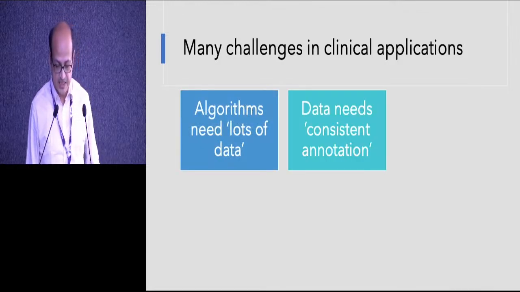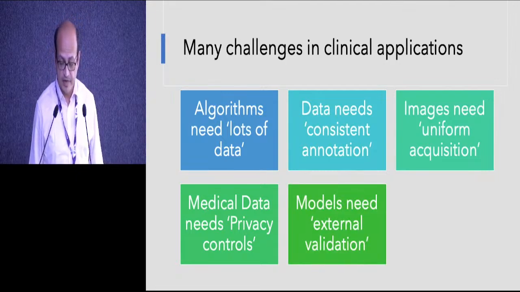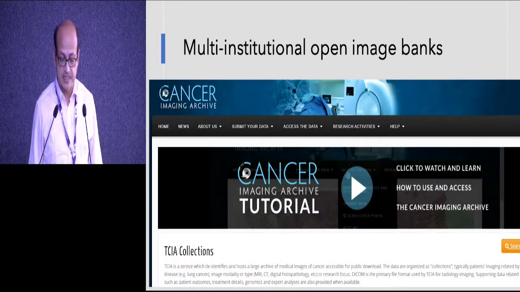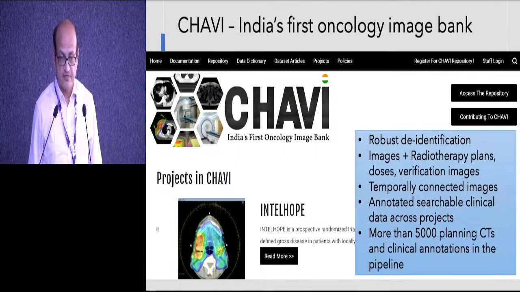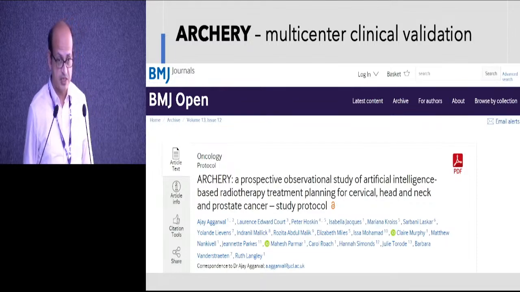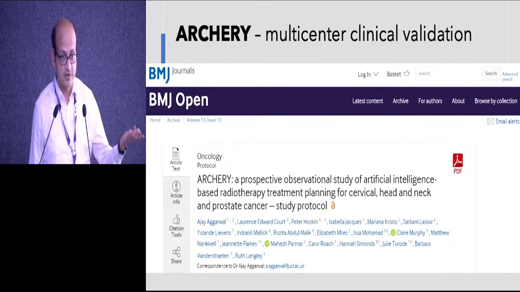But there are many challenges with clinical implementation, one of them being lots of data required, consistent annotation, and very importantly, external validation. And to do that, we need what are known as multi-institutional data sets. A few years back, we created India's first oncology image bank, which we are trying to make a multi-institutional image bank. And we also need to validate or test these models in a very careful way. So the archery study that I mentioned is actually trying to do that in a multi-institutional, multi-country setting by testing the MD Anderson model in several hospitals. And Tata Memorial Mumbai and us are a part of this study.